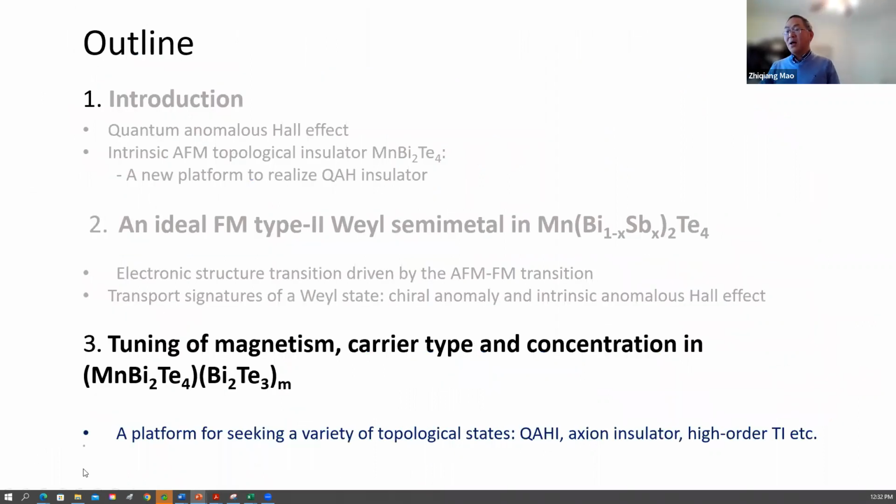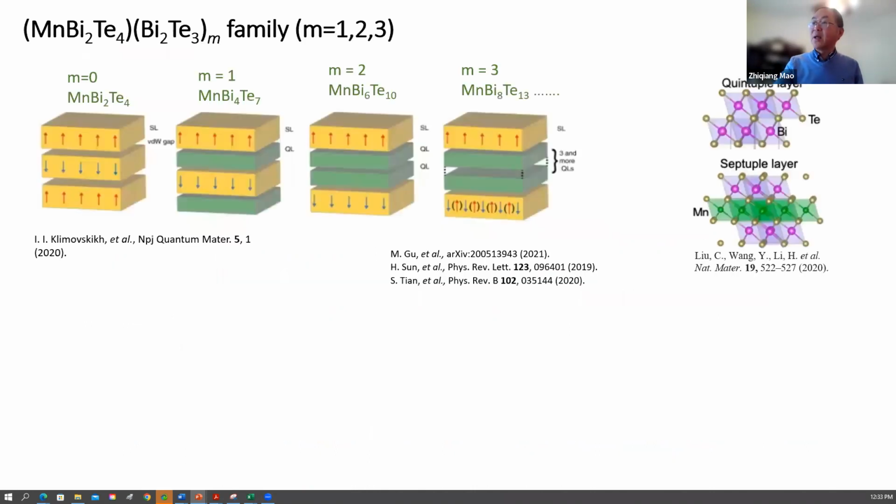Next, I move on to the next topic, the MBT heterostructure. This system allows tuning of magnetism, and we can also tune carrier type and carrier concentration. This system is also a platform for seeking a variety of topological states, including quantum anomalous Hall, axion, higher order TI, and so on. This heterostructure compound is formed by intercalating bismuth telluride quintuple layers in between MnBi2Te4 layers.